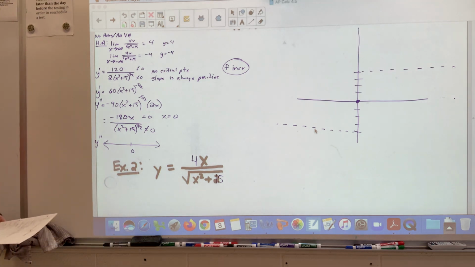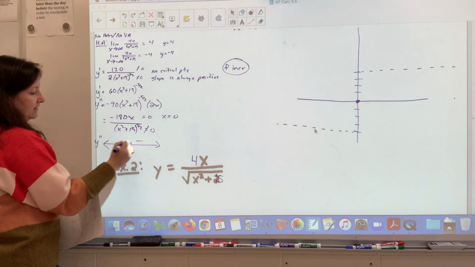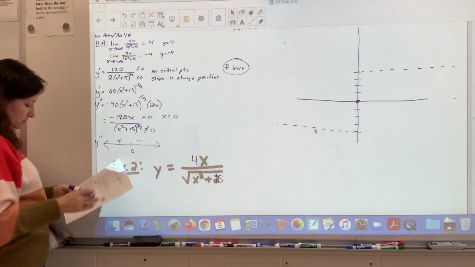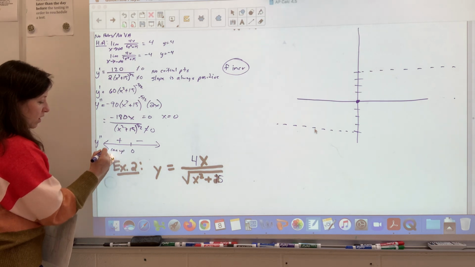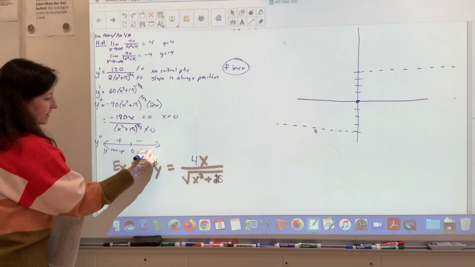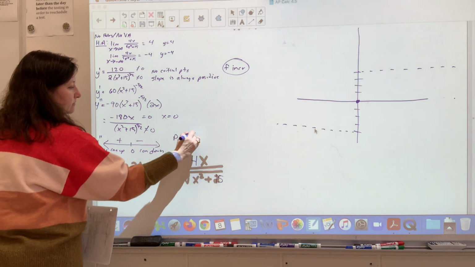And pick an easy number, positive 1. Plug 1 in. We get a negative over a positive, which is a negative. It's not a double root, so it does alternate. So y is going to go from concave up to concave down. And then what's my point of inflection?